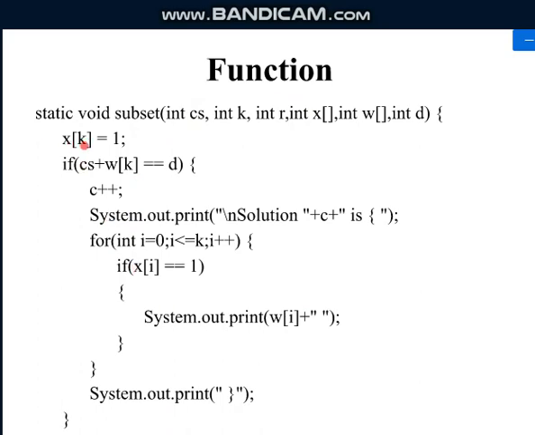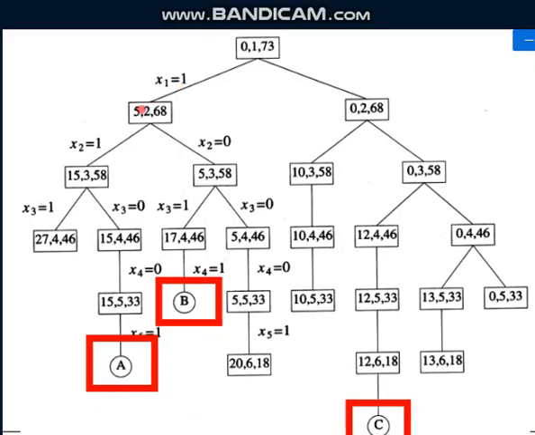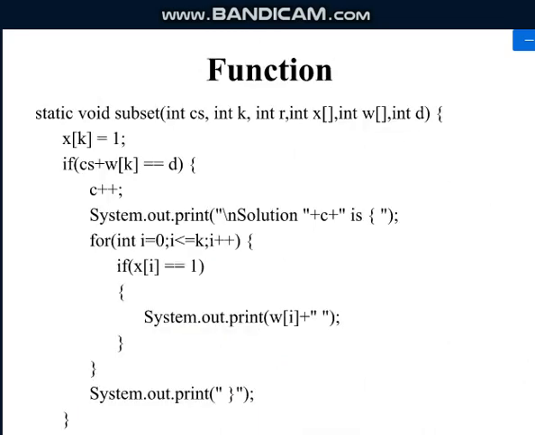Okay, see, here you start with the first element. So x of k, you make it as 1. Okay, and you are just checking. See, here CS is nothing but the sum. Okay, 0 plus weight of first element. The weight of the first element is 5. So 0 plus 5 is equal to 5. But 5, is it equal to 30? No. So again you will go to the else part.